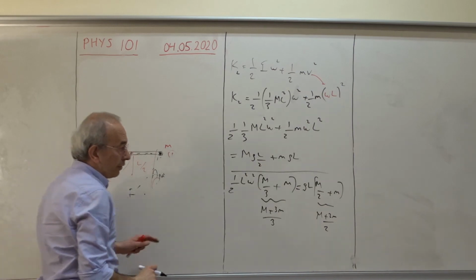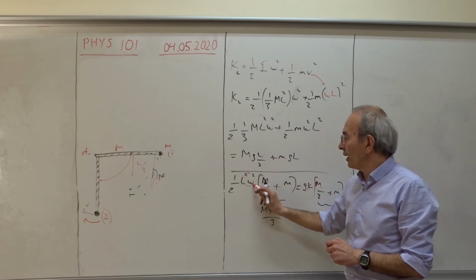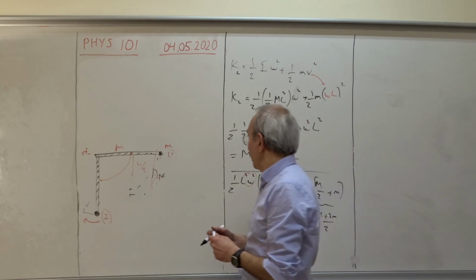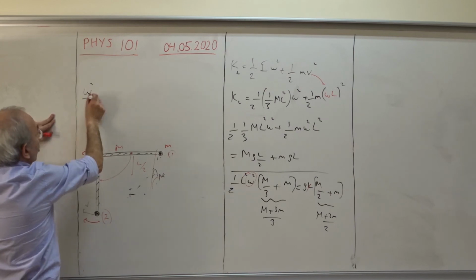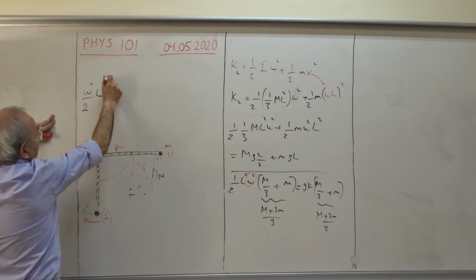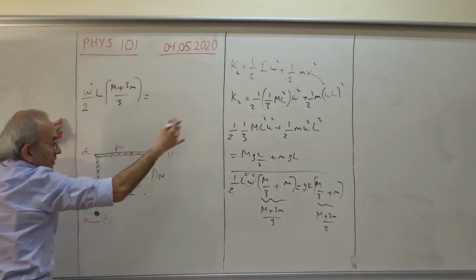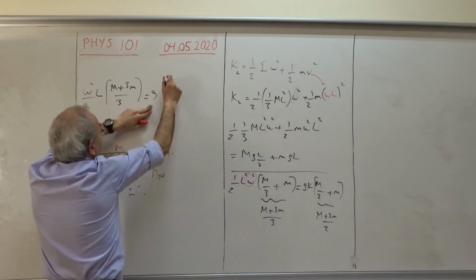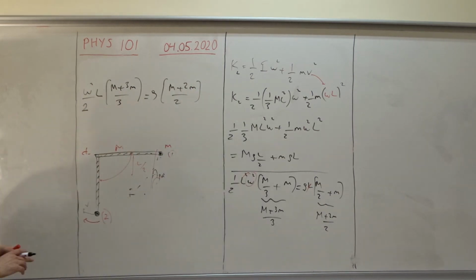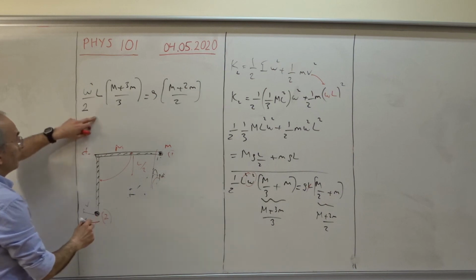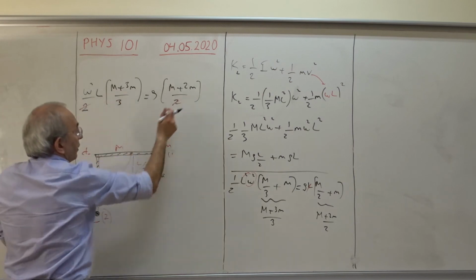Now what do we get further? We can cancel one of these L's also, and we want to find omega squared, so that omega squared over 2 times L multiplied by M plus 3m over 3. On the other side we have only G multiplied by M plus 2m over 2. So it is easy to find omega. Let me write the result here. Is there any other cancellation? No. Maybe these twos will cancel, that's all.